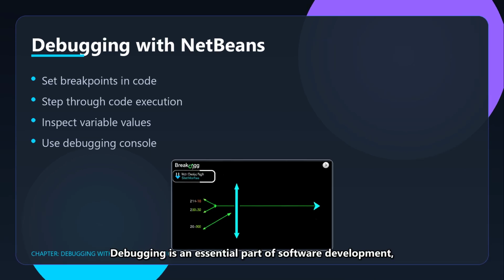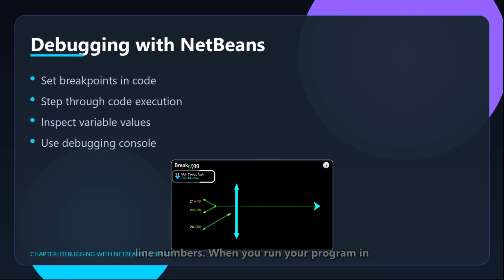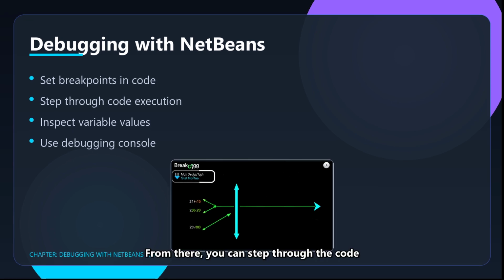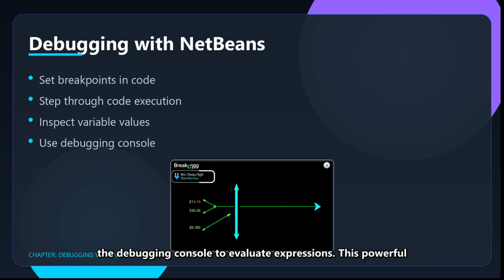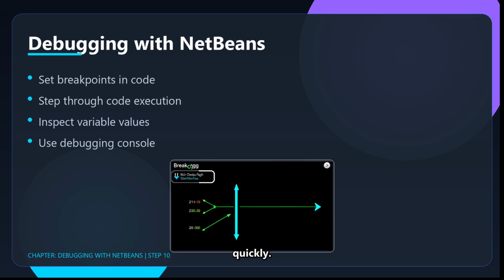Debugging is an essential part of software development, and NetBeans makes it easy. You can set breakpoints in your code by clicking on the line numbers. When you run your program in debug mode, execution will pause at these breakpoints. From there, you can step through the code line by line, inspect variable values, and use the debugging console to evaluate expressions. This powerful debugging capability helps you identify and fix issues quickly.